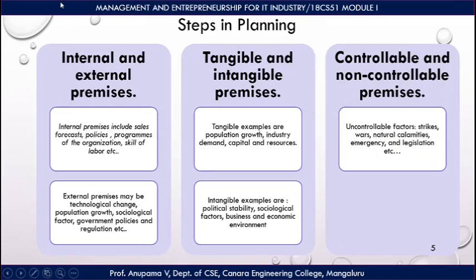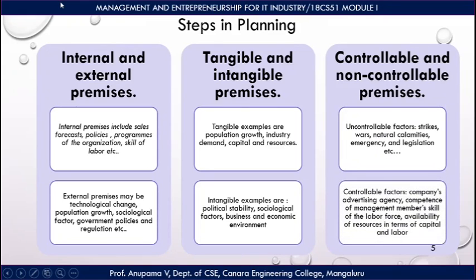Controllable factors are those which can be controlled and normally cannot upset well thought out calculations of the organization regarding the plan. Some examples of controllable factors are company advertisement policy, competence of the management members, skill of the labor force, availability of resources, etc.